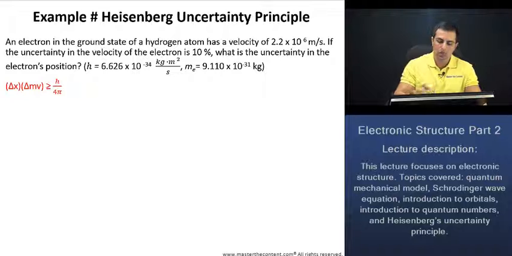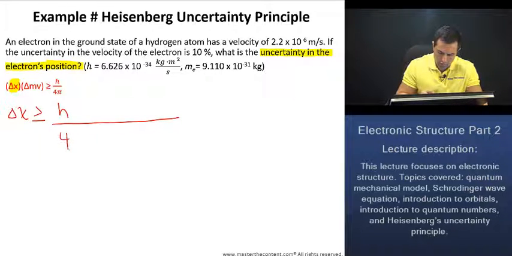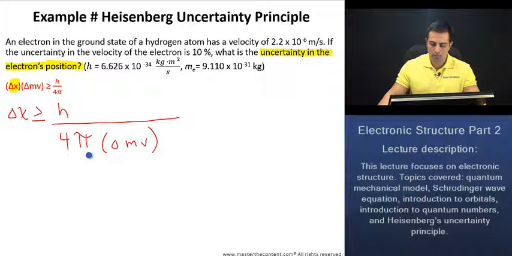Now, what is it that we're looking for? We need the uncertainty in the electron's position, right? So that's going to be delta x. Thus, if we isolate for delta x, we end up with the following equation: 4 pi mass velocity. Okay, great. Now we know Planck's constant and we know the mass, right?